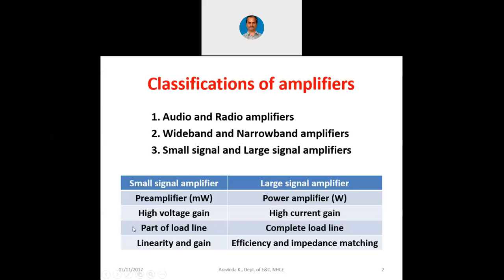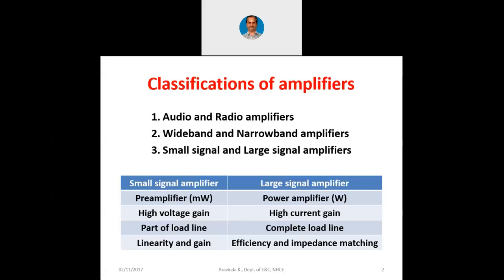In the case of a small signal amplifier, only part of the load line will be utilized. For example, when the Q point is at the middle of the load line and we apply a small signal, let us say microvolt or millivolt or even nanovolt or picovolt, that signal will be operating only adjacent to the Q point. The transistor will not go into complete on or complete off. It will be in the middle of the load line only in the case of a small signal amplifier.